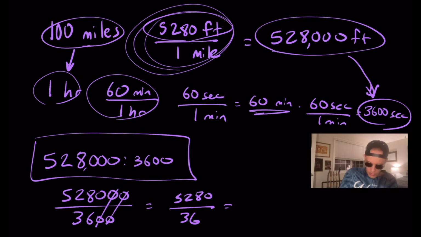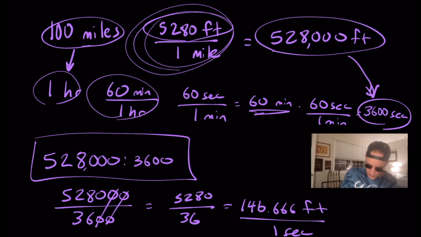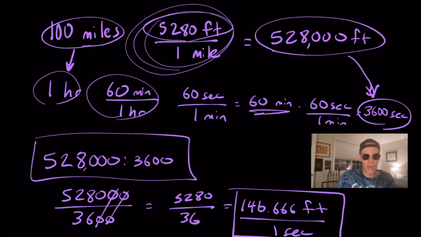And then I'm just going to break out the calculator here. 5,280 divided by 36 is going to be 146.666 feet per 1 second. So a 100-mile-an-hour fastball is actually traveling 147 feet per second. Don't worry if this didn't quite make sense or was hard to follow. There's a lot going on here.